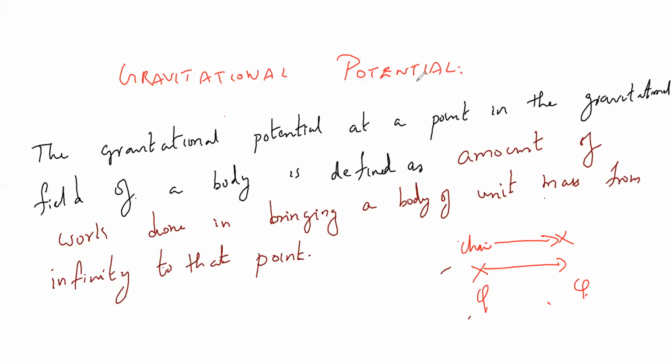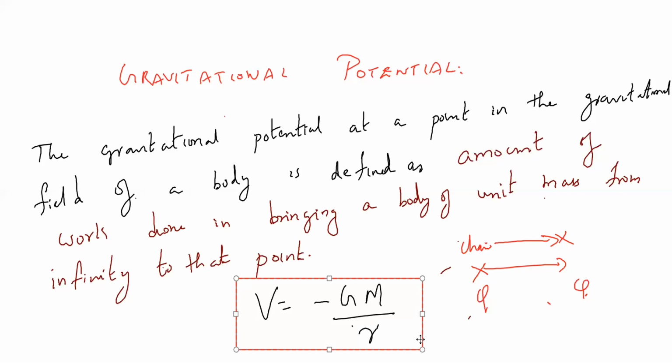But the most important thing is, it is represented by what? The gravitational potential, that is V. V is equal to minus GM by r. The negative sign shows the opposing nature. Once copied down, let me know.